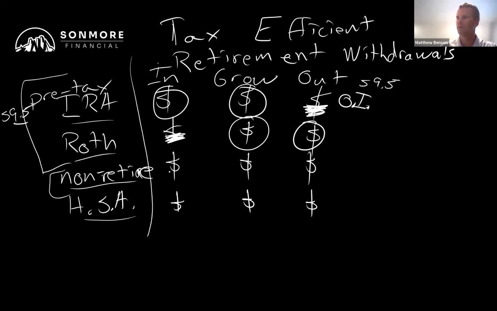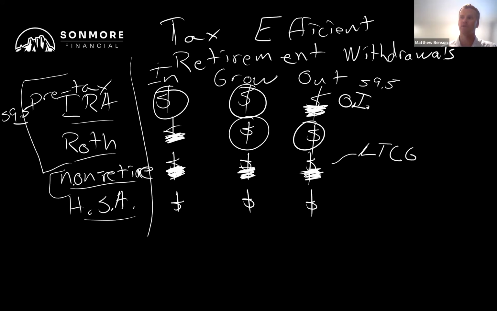Non-retirement accounts don't get the tax benefits. That's an after-tax contribution. Dividends and capital gains are taxable. As the account grows, dividends are taxable, and when you sell it, the gain is taxable. The difference here, though, is that if you hold this over 12 months, it's taxed at the long-term capital gains rate. That's advantageous, although obviously nowhere near as tax efficient as pre-tax and Roth accounts.